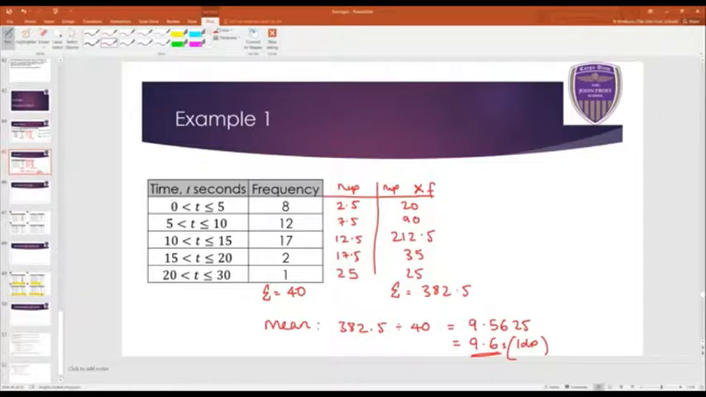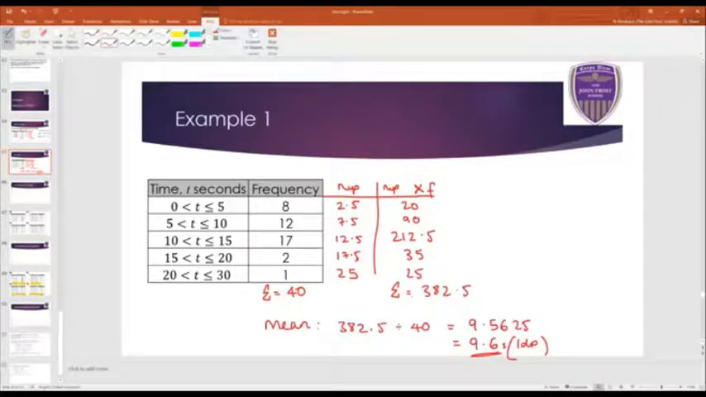Okay, our data ranges from 0 seconds up to 30 seconds. 9.6 seconds. It does fall somewhere in one of these groups, doesn't it? It would fall in this group here, the second group. So that gives you a good idea that you've done it correctly.